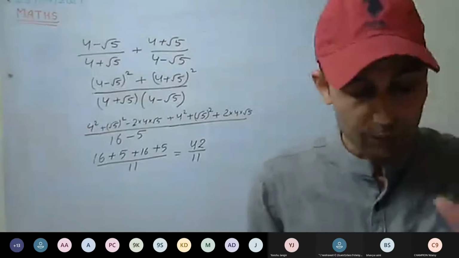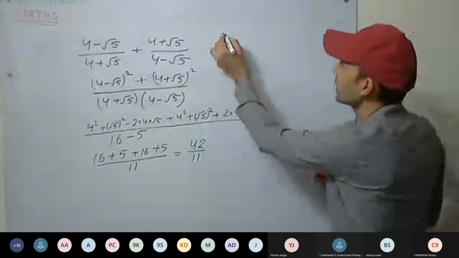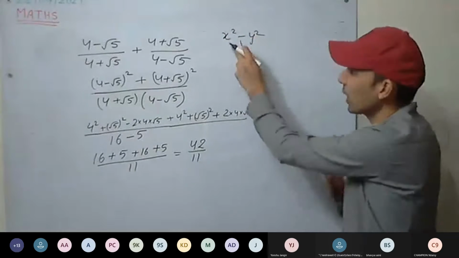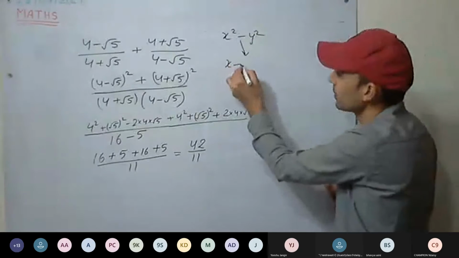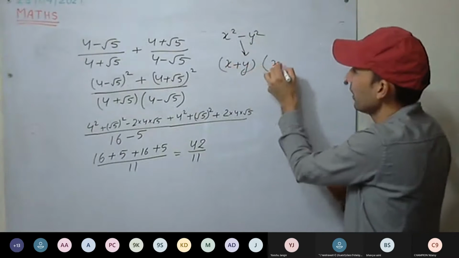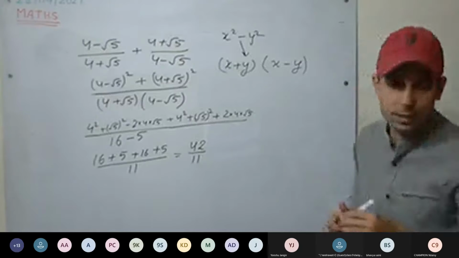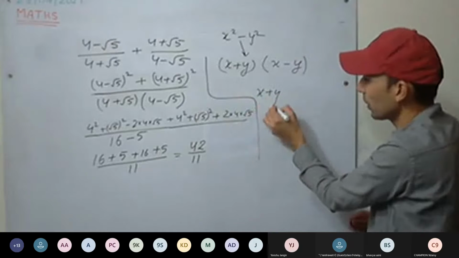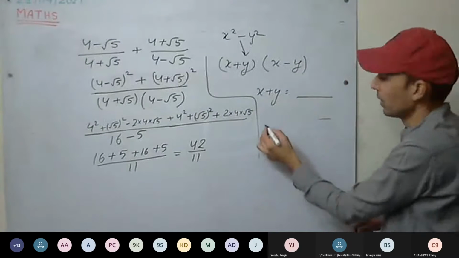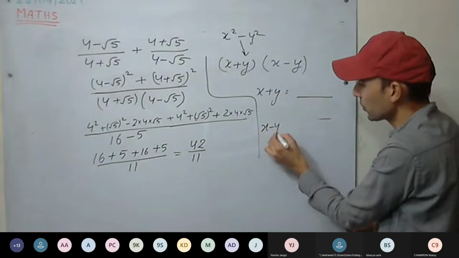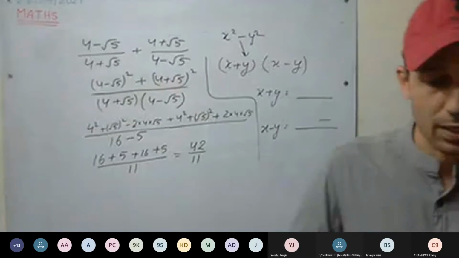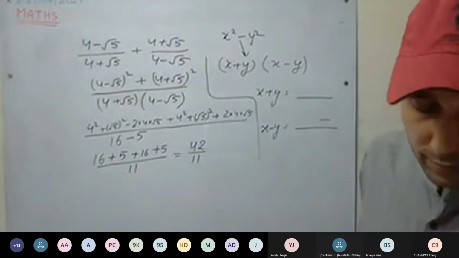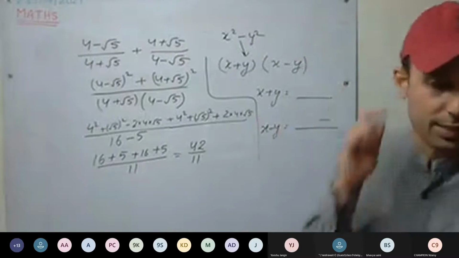Do the 15th one. I give you one hint: it is x square minus y square we have to solve. X square minus y square can be written as x plus y, x minus y. So first solve x plus y to get the answer, then solve x minus y. Everyone do it yourself now. You have 2 minutes. Solve x plus y, and it is very easy as well.